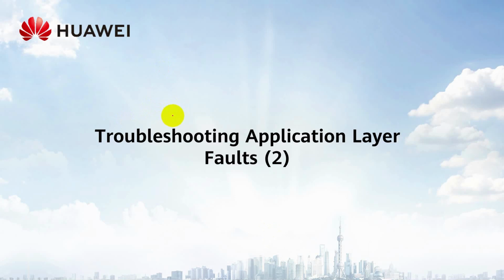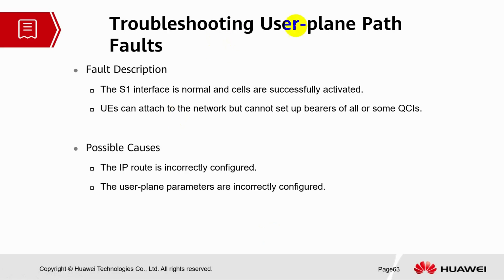Troubleshooting Application Layer Fault Part 7. So, troubleshooting user plane path fault. User plane is referring to the service related problem, service or data services. So, fault description: the S1 interface is normal, and the cells are successfully activated. UEs can attach to the network, but cannot set up bearers of all or some of the QCI. So, this is the problem.